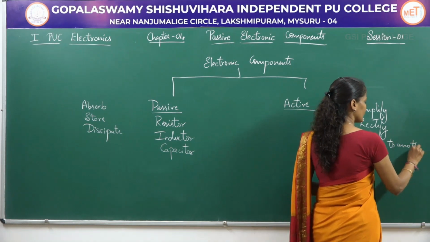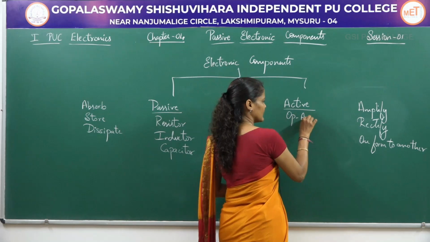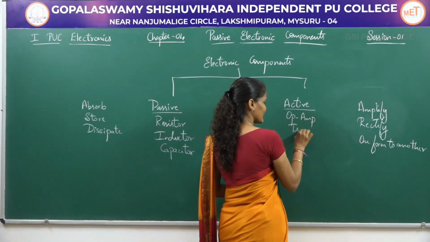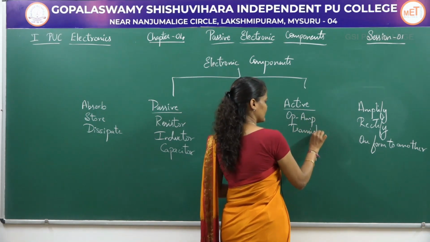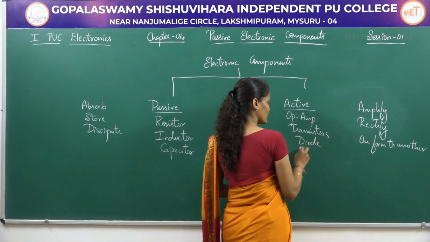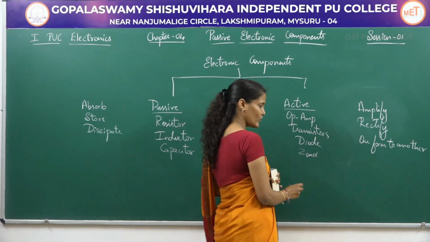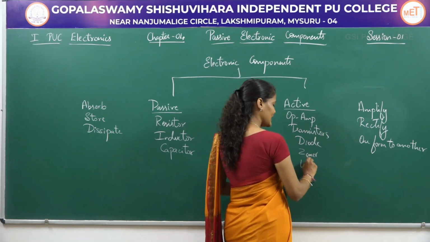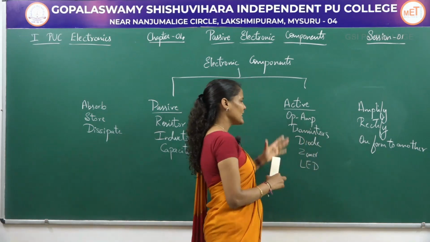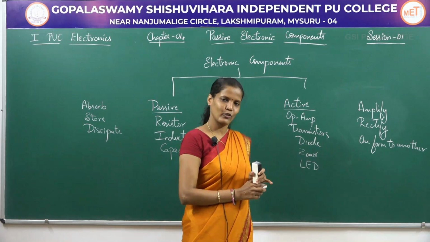And the examples for these passive components are op-amp, transistors, diodes, semiconductor diodes or zener diode. There are a number of different types of diodes. Zener diode, LED is also one of the type of diode. So these are some of the examples which come under the category what is called as the active components.